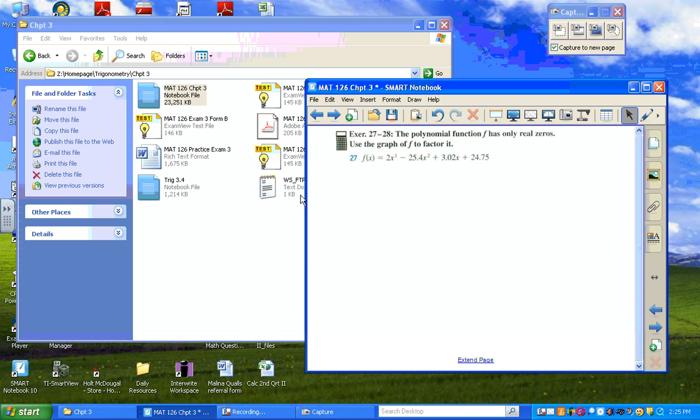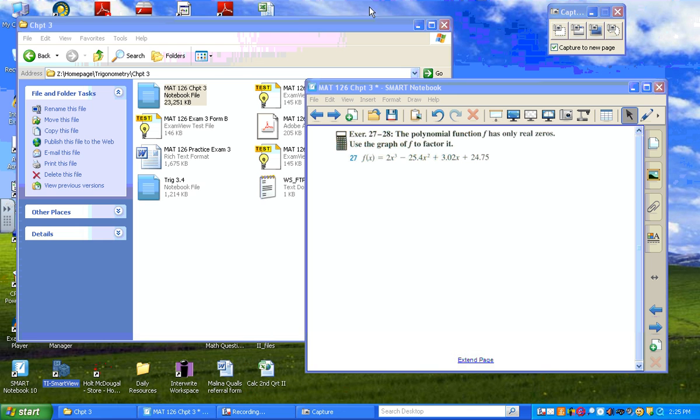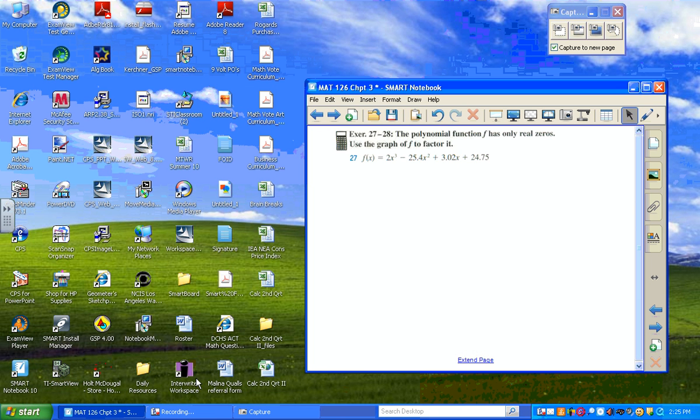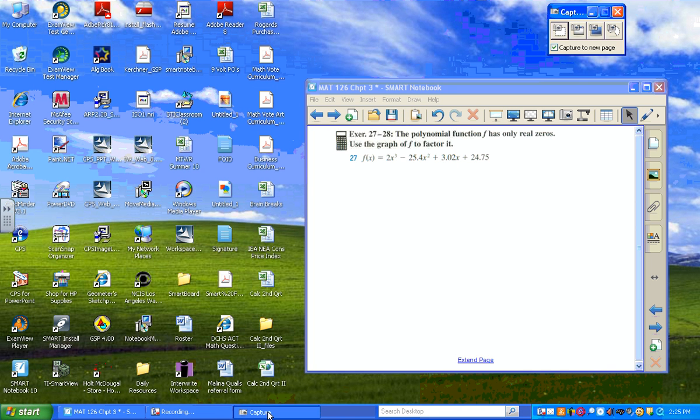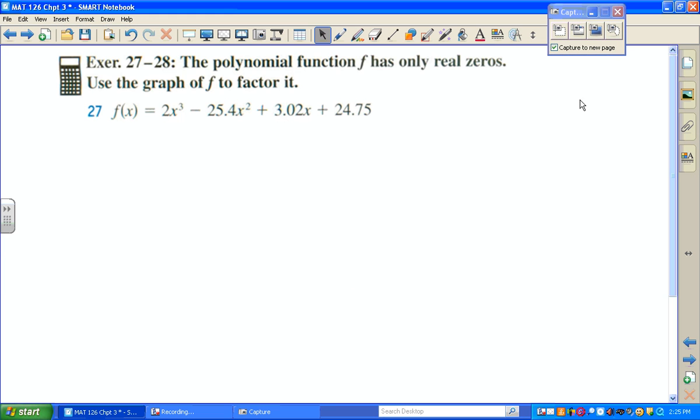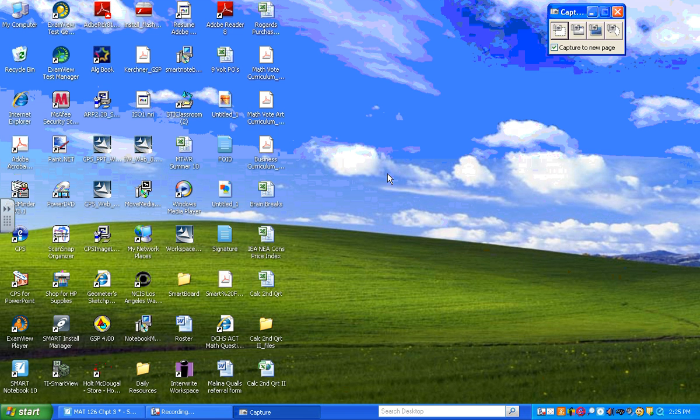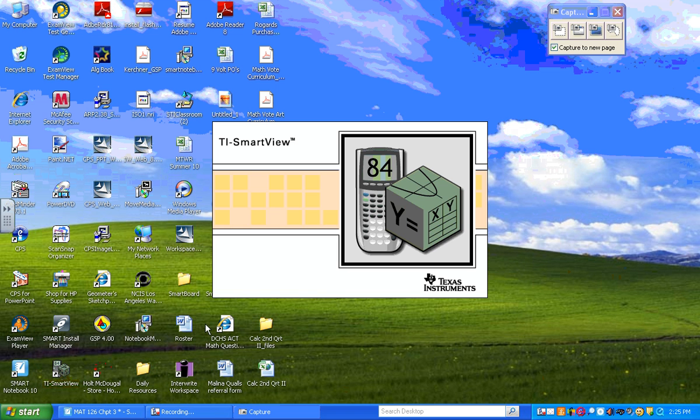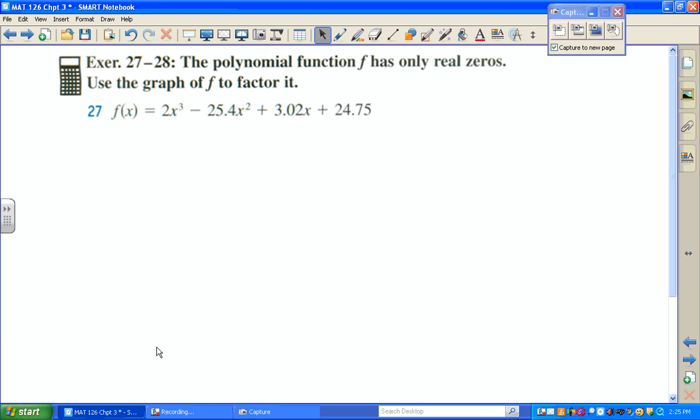I have such a calculator. Let's see if they got an updated version of that. Where'd it go? No kidding. Anyway, is it coming up? I don't think so. There. Now it's booting up.